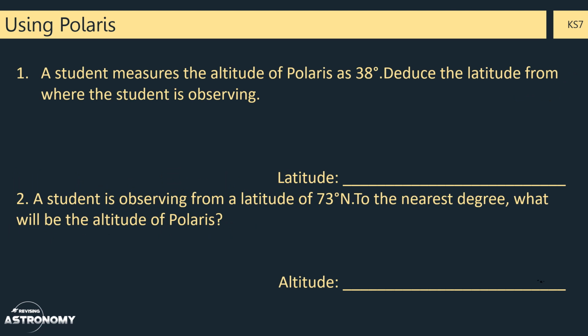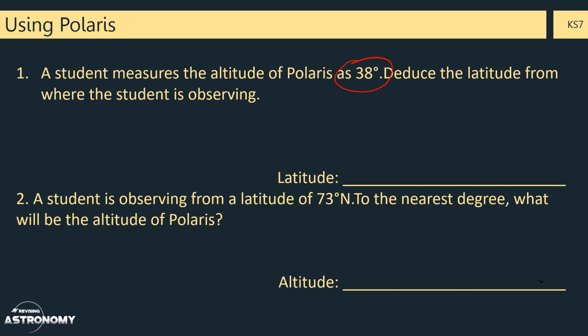In these videos, we're going to think how we can use Polaris to measure astronomical distances in the sky. In this first question, a student measures the altitude of Polaris as 38 degrees. Deduce the latitude from where the student is observing.